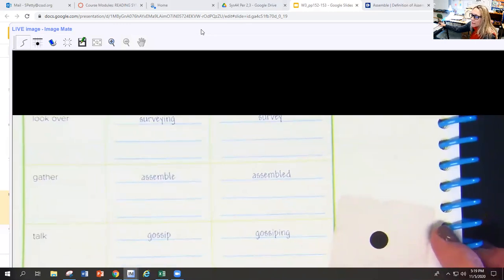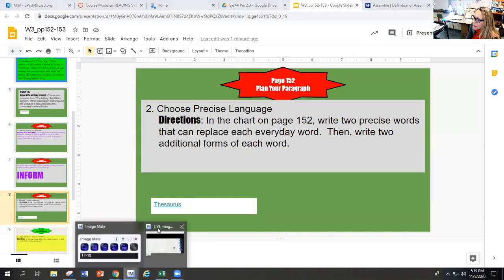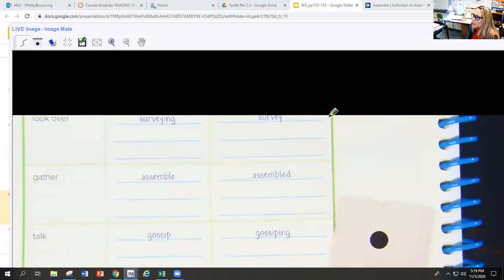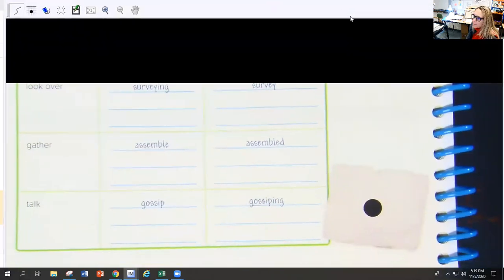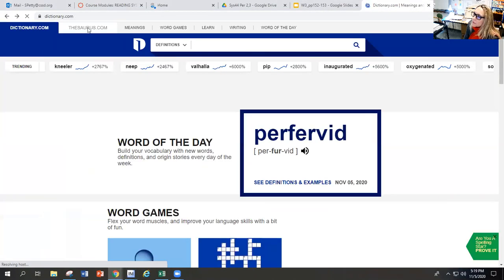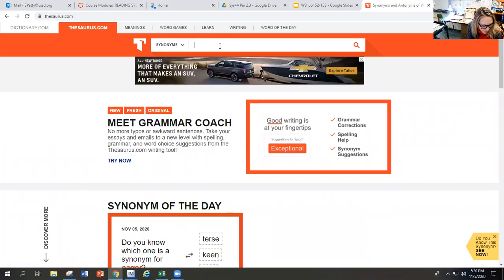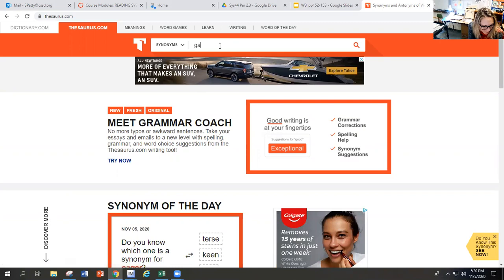So gather, let me do that one as an example. Back in your slide, you can open up the thesaurus. I already have done that. What you can do to assist you with this is type the word gather into the thesaurus. When you pop it up, it'll be red. Then you type in gather.